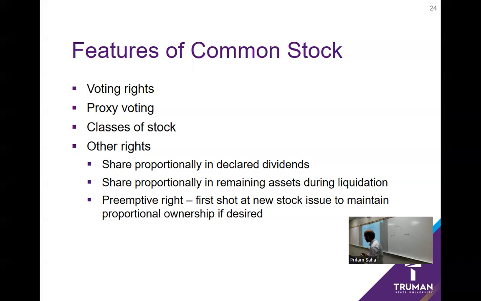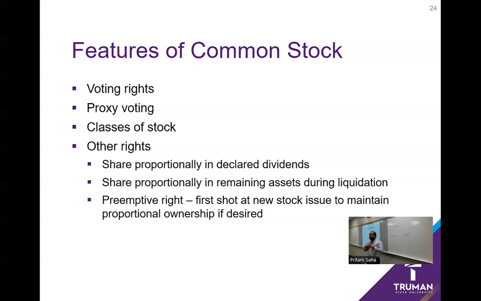So basically, during liquidation, common stock investors are the ones with the lowest priority. Let's say a corporation goes bankrupt or fails and has to be liquidated. In those cases, bonds will be paid first, then preferred stock, then common stock. Whatever is left, they will share proportionally.